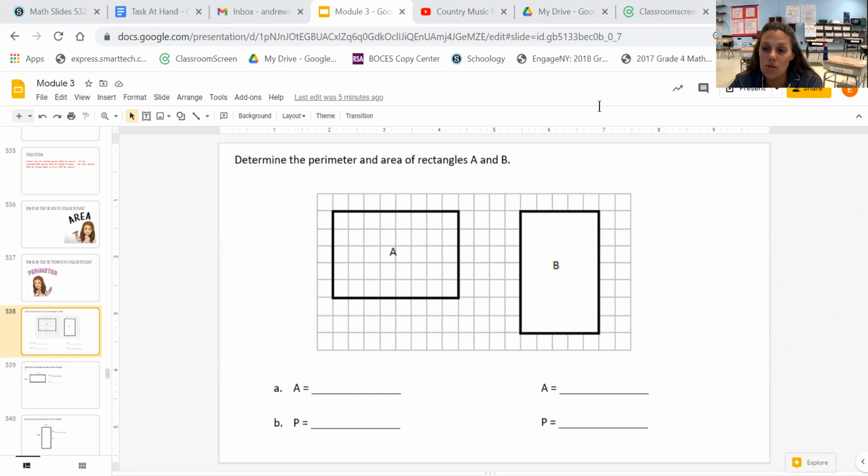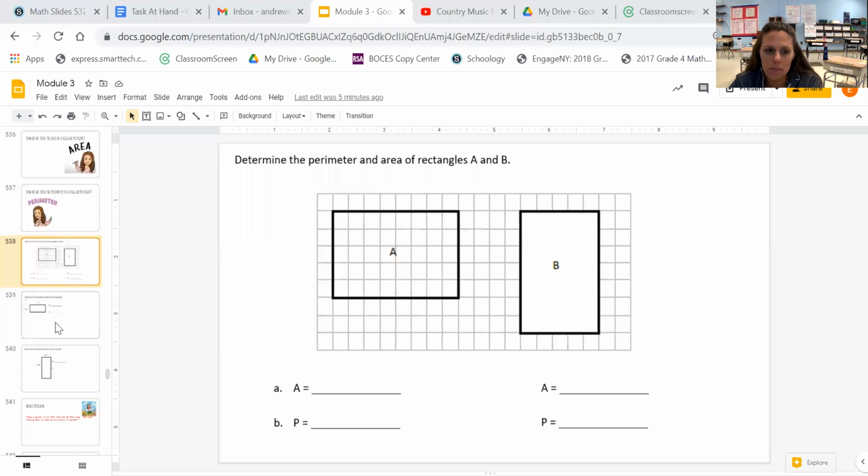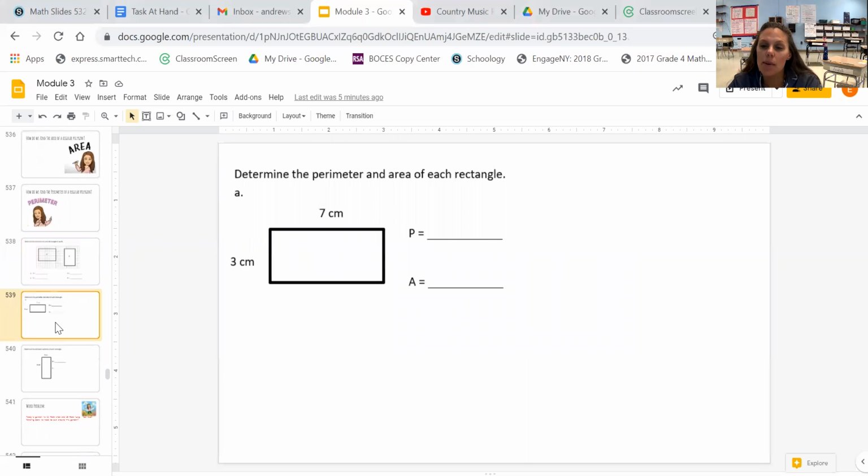We're going to keep moving because you guys are doing great with area and perimeter. Determine the perimeter and area of each rectangle. So here's our polygon. They did give us the measurements. I want you to take a minute and look. Our label is centimeters. So make sure when you're answering, your label is in centimeters.